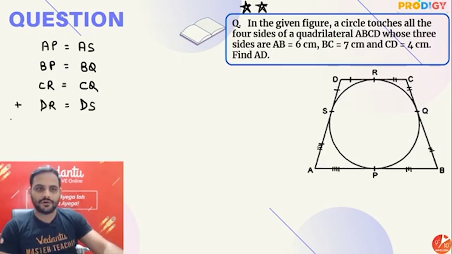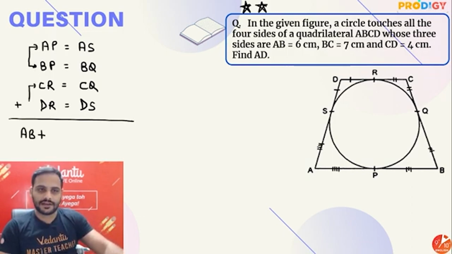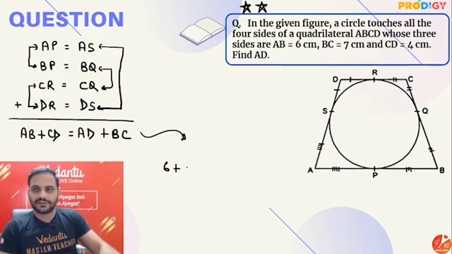Do one thing, add all the four equations. So AP plus BP is equal to AB, and CR plus DR is equal to CD, and AS plus DS is equal to AD, and BQ plus CQ is equal to BC. Right? Now in this beta, I know AB is 6, CD is 4, AD we don't know, and we know BC is 7. So from here you can say AD is nothing but 3 centimeters.